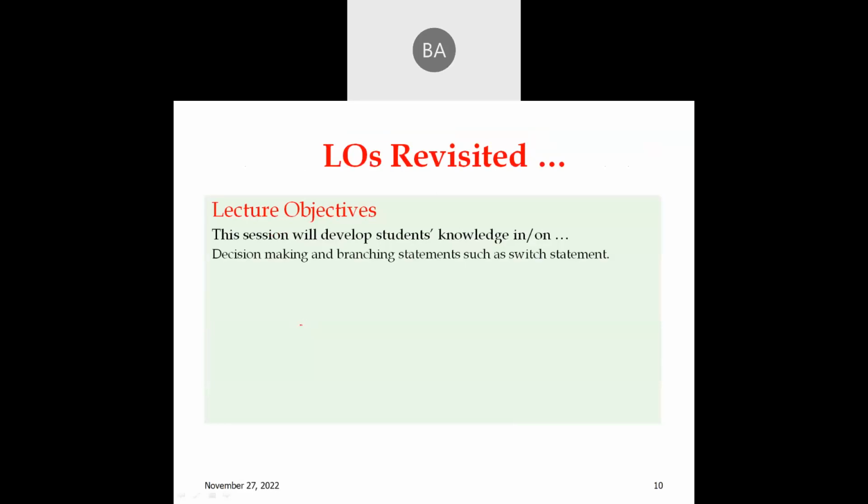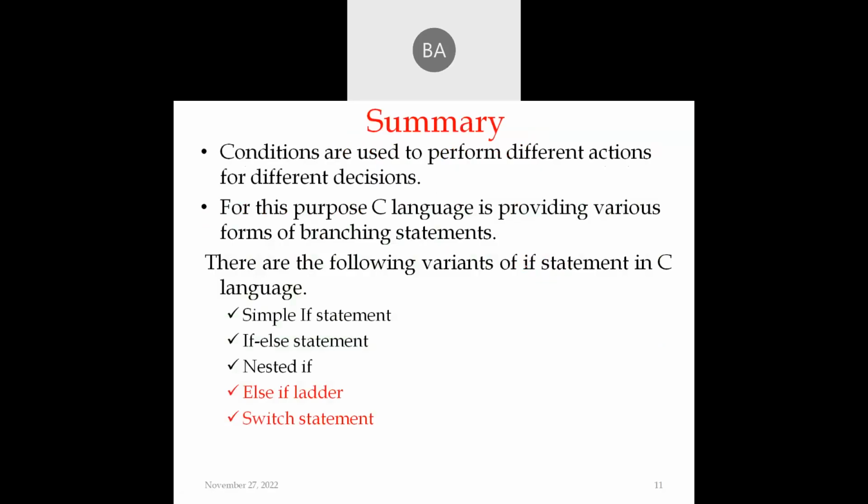This session will develop the students' knowledge on decision making and branching statements such as the switch statement. The summary of this session is that in this particular session we had a discussion regarding the switch statement. So we finally discussed all the conditional statements: simple if else statement, nested if, else if ladder, and then switch statement. The else if ladder and switch are alternative statements we can use here. Totally, these are the 5 different types of conditional statements we discussed in this C language.